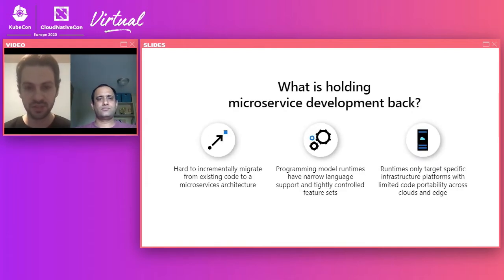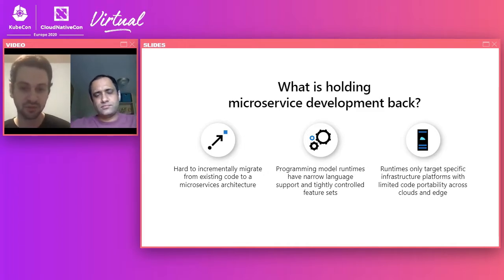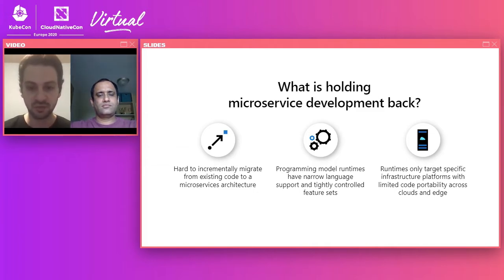So really, a few things are holding microservices back. You have to incrementally migrate your existing code to a microservices architecture. You need to deliver your business logic, and you want to leverage the strengths of the microservices architecture, but you don't want to rewrite your entire code base. So you go onto these new programming model runtimes, but they have narrow language support. Some of them are bound to one cloud provider or another. They have very tightly controlled feature sets, which tie you into a very specific way in which you need to write your code. And some of them only run on specific infrastructures, and they're not that portable between the cloud and the edge. And we're seeing more and more code being transferred to the edge.